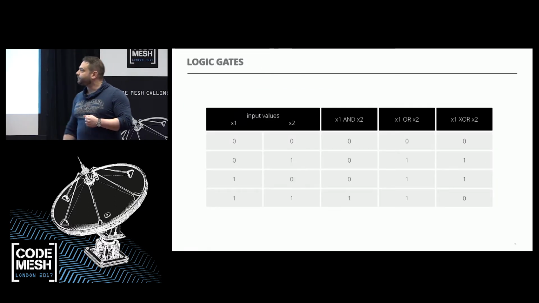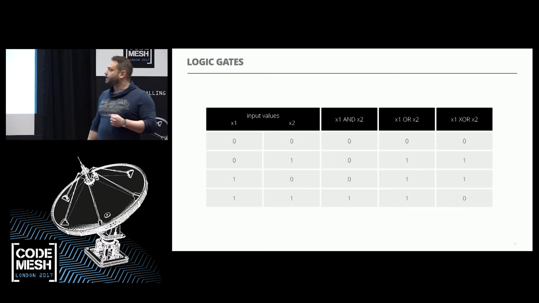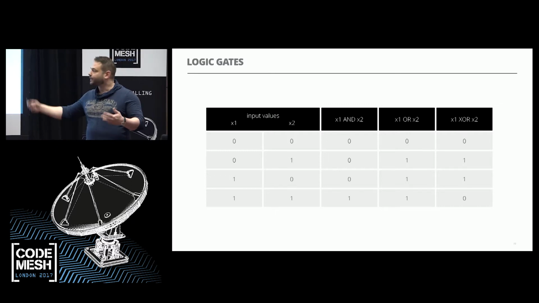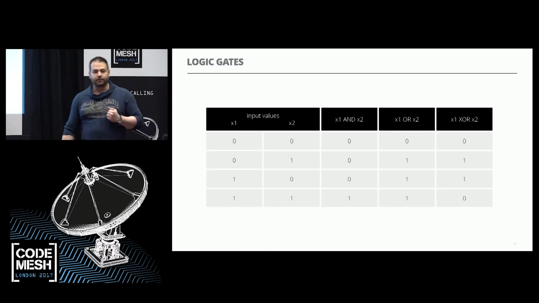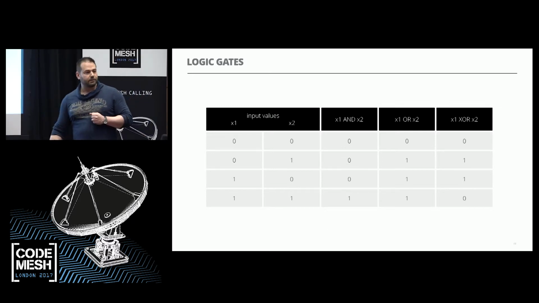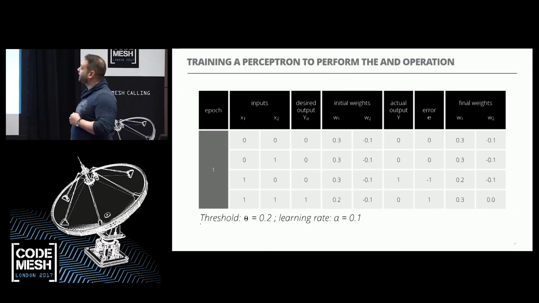So let's see a little bit of an example. I think most of you know the OR gate, or the logic gates, right? So here I have the truth table for an AND, OR, and an XOR. We're going to try to train a neuron to function as an AND function, or an AND gate.